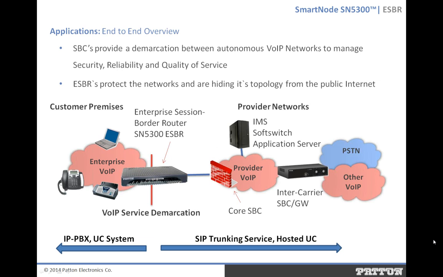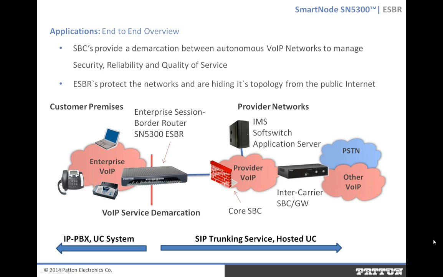Moving on to an example application where the SmartNode ESBR can be used. Looking at the provider's network on the right-hand side, you can see all the most important elements of a provider network: a soft switch, an application server, the carrier gateway, for instance. But you can also see that all providers have a core SBC. The core SBC makes sure that the provider's voice over IP network is protected from the outside world.